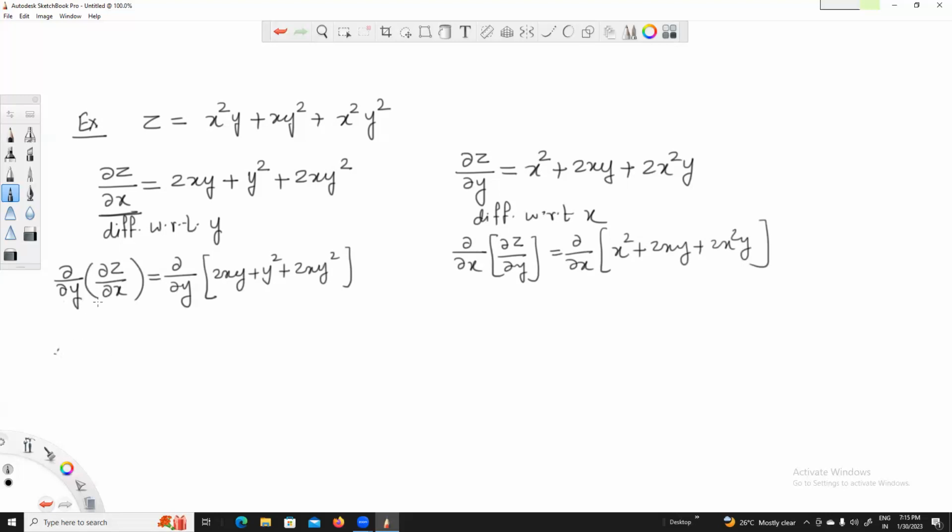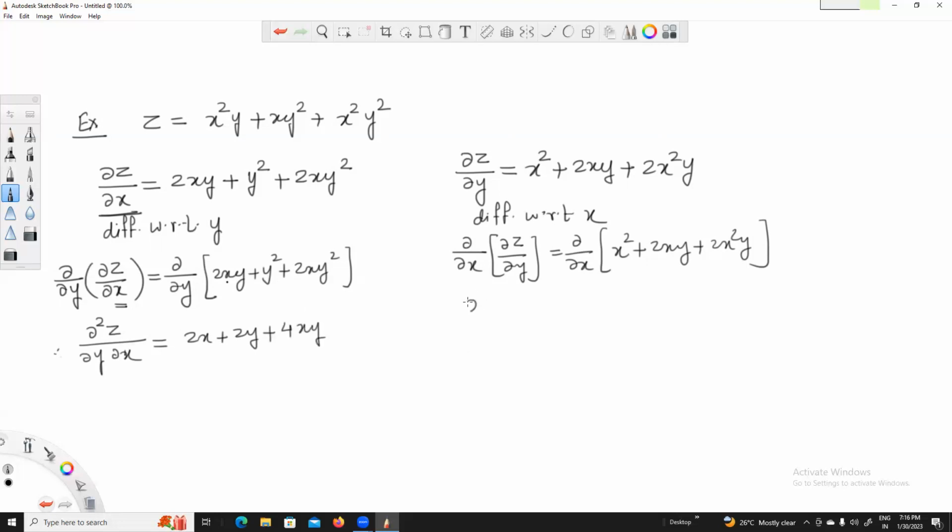So what is this notation on the left hand side? This is the second partial derivative of z with respect to y and x, because you have differentiated with respect to x first. Okay, now differentiate with respect to y. So I'm going to assume x to be constant. So x constant, derivative of y is 1. So I get 2x plus, again with respect to y, 2y plus y square, derivative of y square with respect to y, 2y into 2x. So this is 4xy. All right.